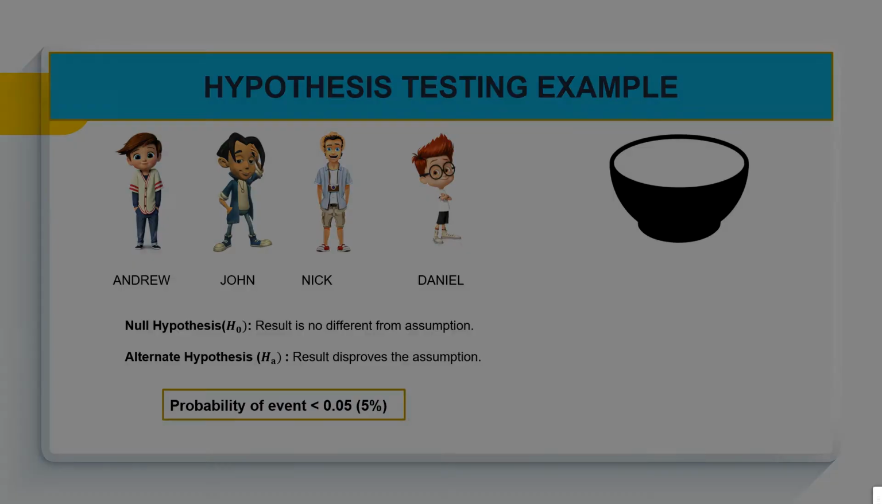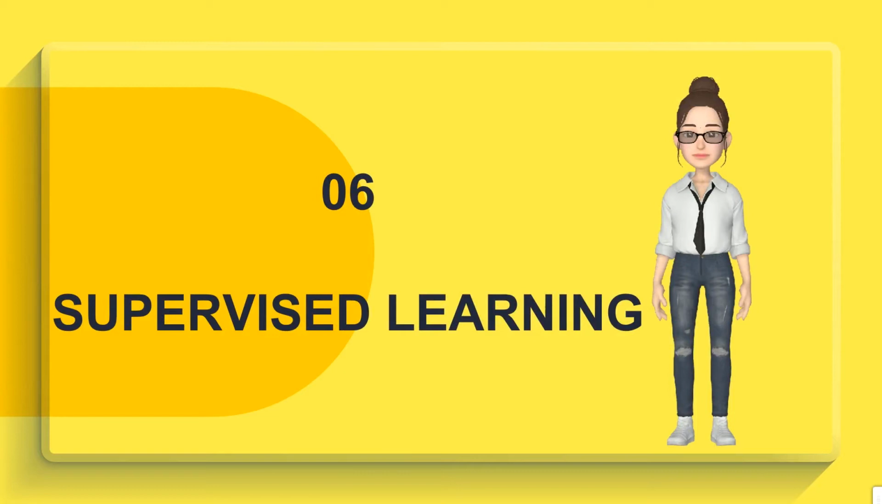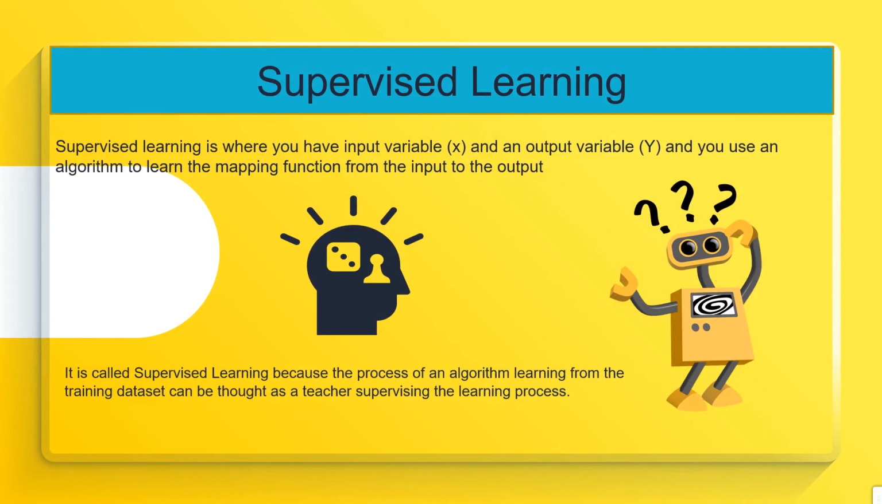Let's go ahead and understand what exactly is supervised learning. Supervised learning is where you have the input variable x and the output variable y, and use an algorithm to learn the mapping function from the input to the output, as I mentioned earlier. An example is face detection. It is called supervised learning because the process of an algorithm learning from the training data set can be thought of as a teacher supervising the learning process.